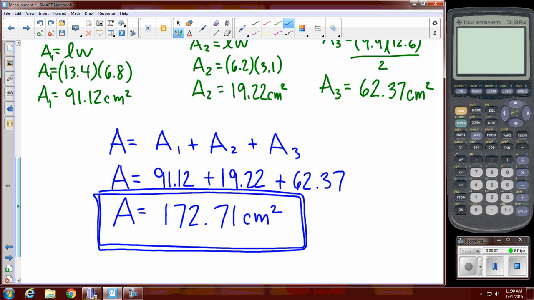Now, no matter what we're doing, area, volume, perimeter, whatever we're doing in a measurement unit, you need to include your units. So always know the units for area are squared, and we'll talk about the other unit measurements when we get to those topics.